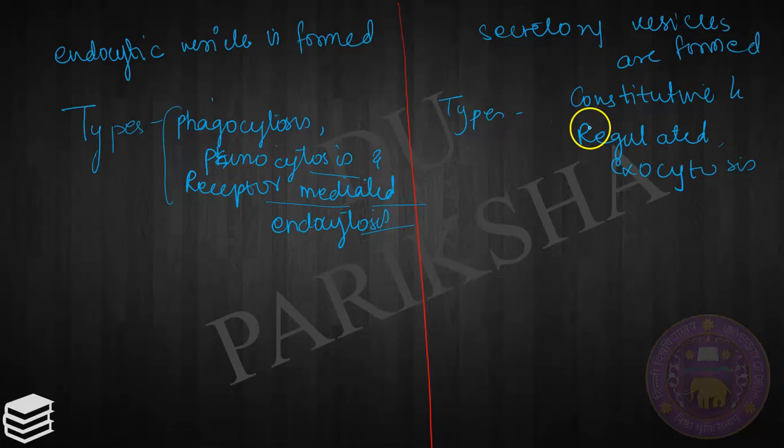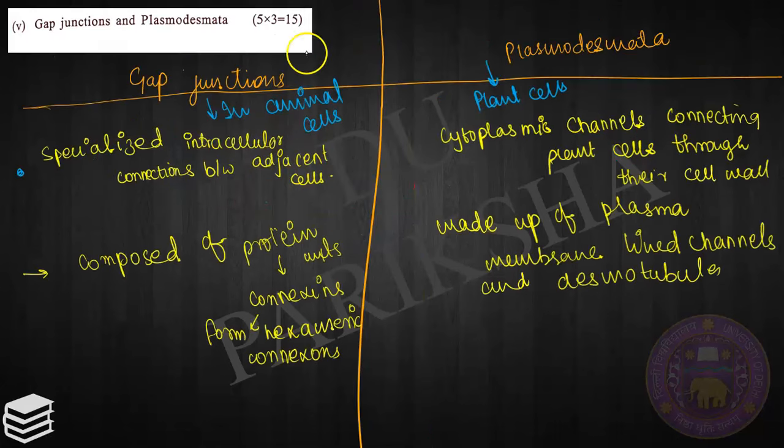And if we look at the types of exocytosis, there are two: constitutive and regulated exocytosis. An example of exocytosis is the release of hormones out of the cell, and an example of endocytosis can be engulfing bacteria by phagocytes or macrophages. Gap junctions are present in animal cells while plasmodesmata are present in plant cells.